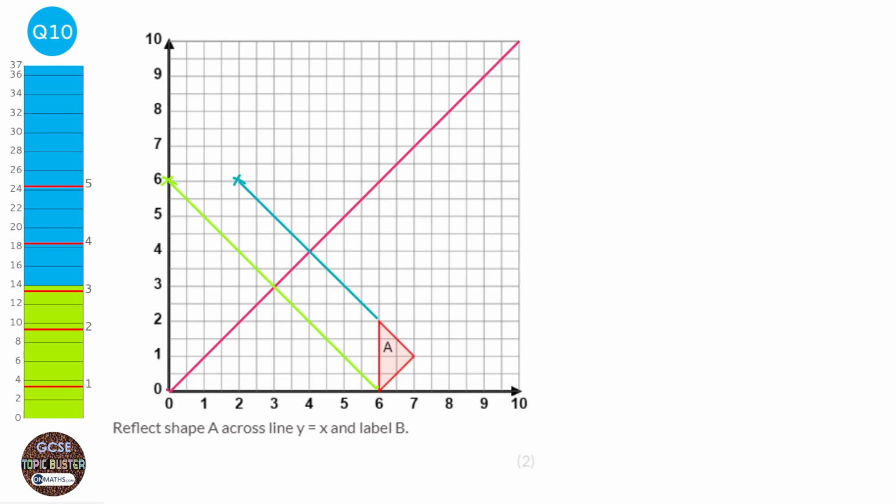And then finally, I'm going to do this slightly harder one. So we've got 1, 2, 3, 4, 5, 6, and another 6. Kind of goes over the other one. Ends up here. So if we join these up, and we need to label it B.